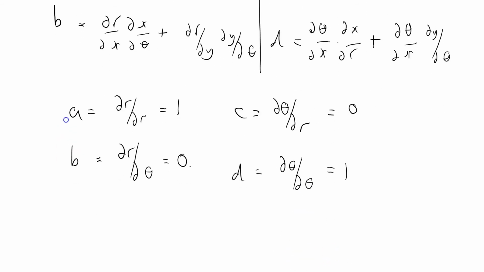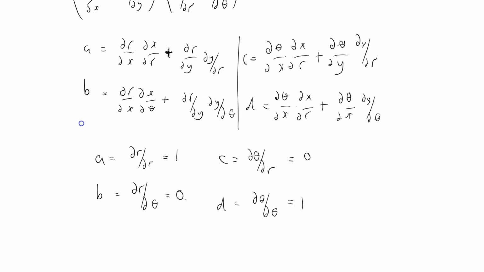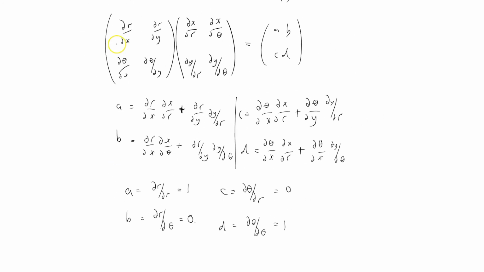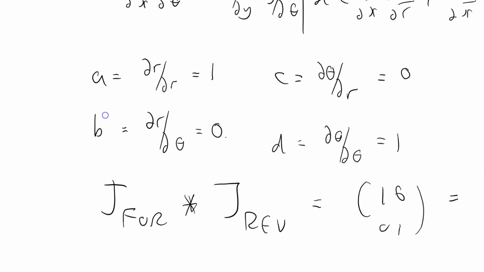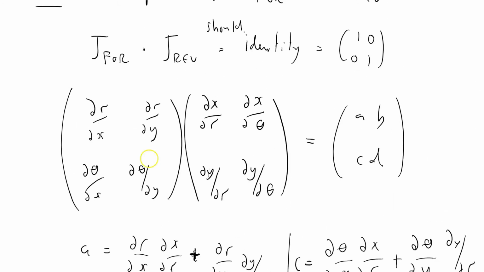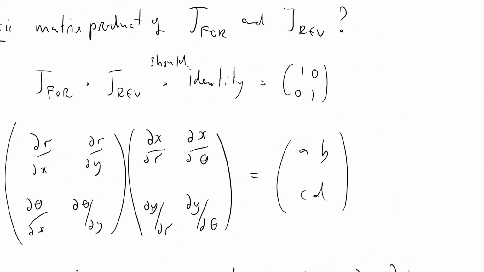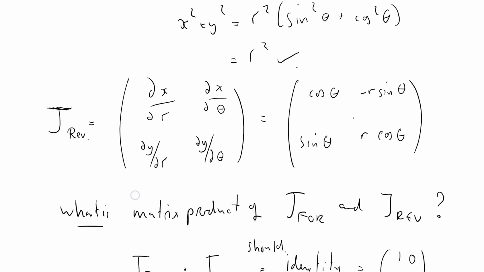And so we can see that this matrix here, J forwards, matrix multiplication J reverse, equals 1, 0, 0, 1, which equals the identity. Beautiful little thing. Well, it's one thing to see that in the abstract. It's quite another thing to actually multiply the two things out and see if they actually do what we want them to do. So let's try that.